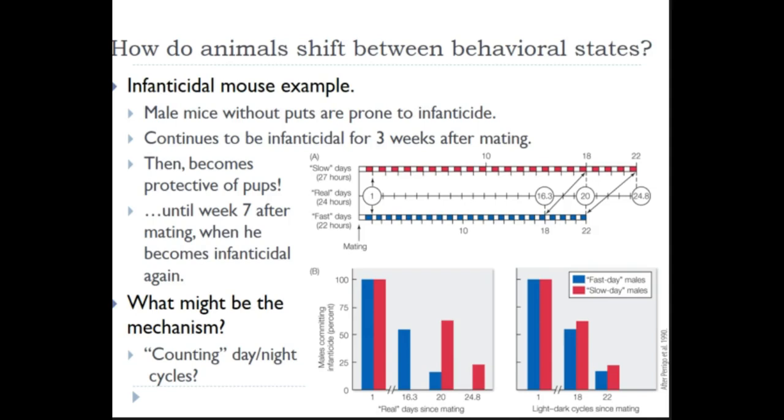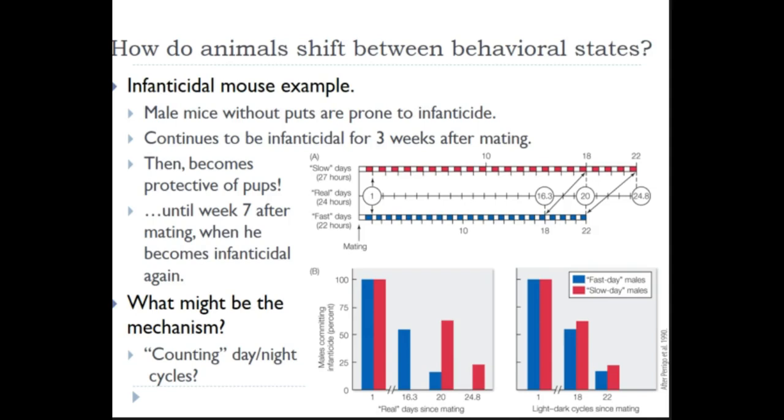And so they, in their minds, whatever is going on with their nervous systems in terms of what they have experienced, they haven't experienced as many light-dark cycles. And so for them, they're still within that window where these couldn't be their pups. And so they continue to be infanticidal when they're on longer days.